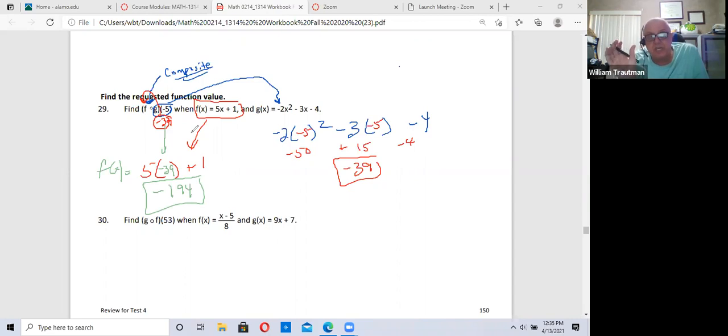You do the right side first. You take that answer and you put it in the function on the left. And that's it. So this is the final answer to this problem, if I did it correctly.